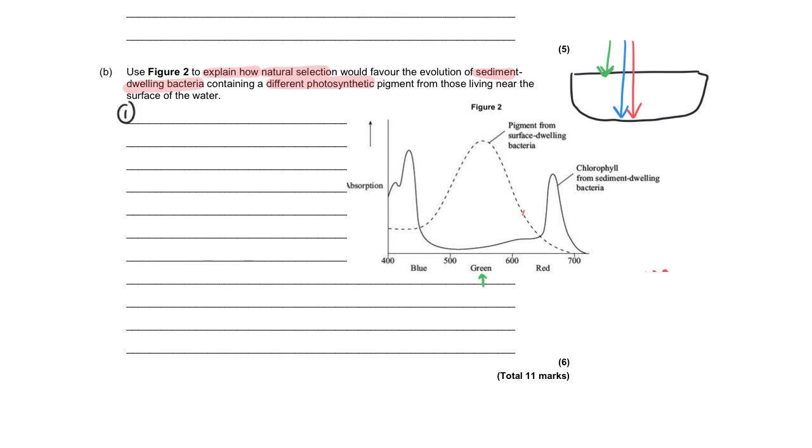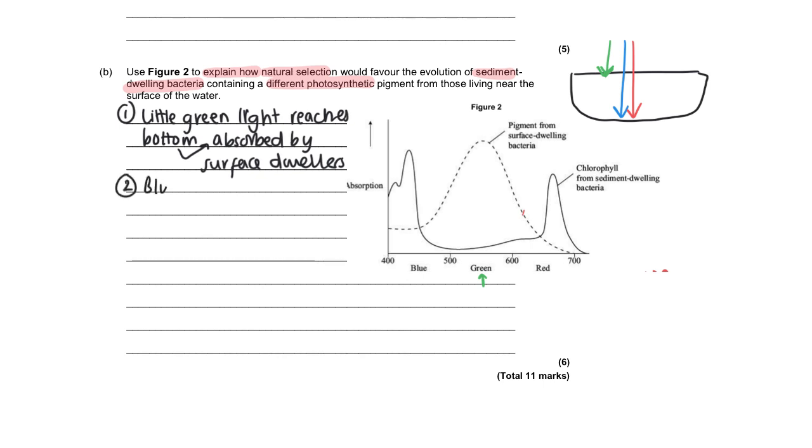So the first thing you needed to say was that a little bit of green light reaches the bottom. And this is because it has been absorbed by the surface dwellers. Now, because of this, or in spite of this actually, the blue and the red wavelengths do penetrate, and they reach the bottom of the lake.